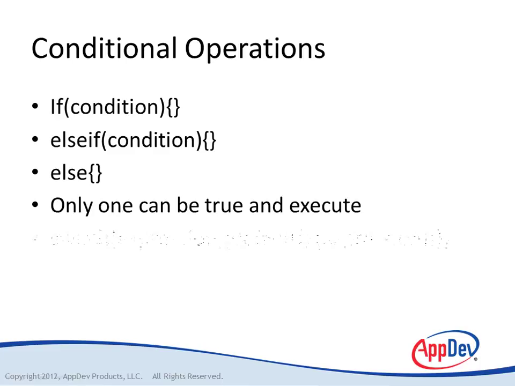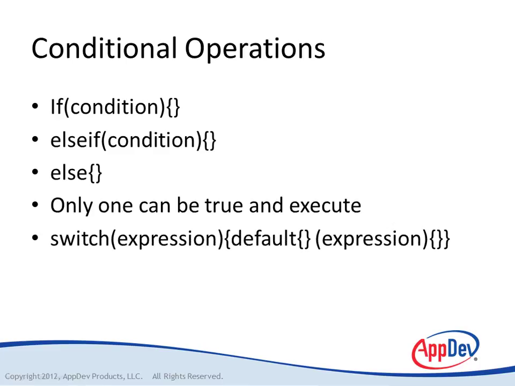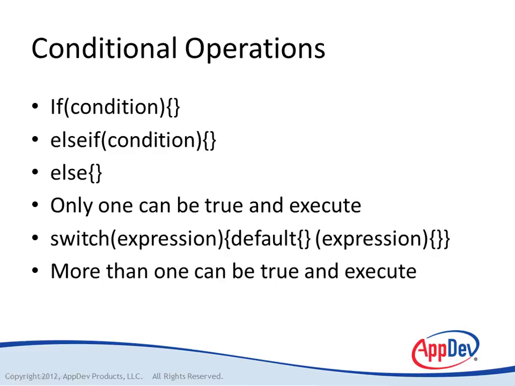Then there's another statement called switch, and switch takes an expression and then it compares it to a number of other expressions and executes the ones that are true, and it also has a default block that's going to execute if none of the expressions are true. And the biggest difference between switch and if else is that it's possible for more than one of the switch conditions to be true and therefore execute. Okay, so let's take a look at this in action. If you've done any programming in any language, this is going to make perfect sense to you.